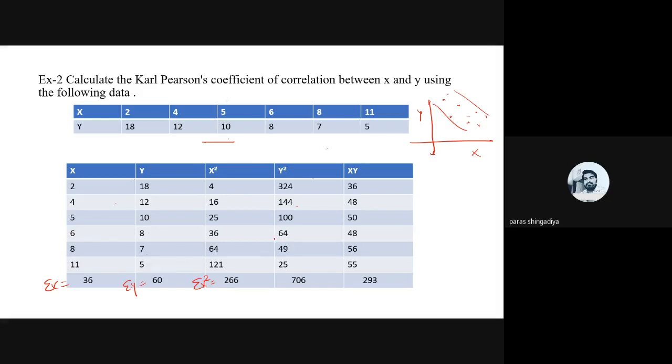Now the total of the fourth column: 324, 144, 100, 64, 49, 25. That is sigma y square, which is 706. And then x into y: 36, 48, 50, 48, 8 into 7 is 56, 11 into 5 is 55. Now the total of xy is equal to 293. Clear? It is not very difficult.